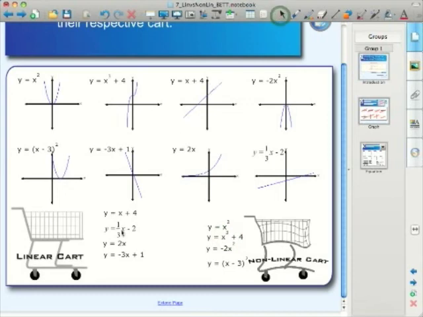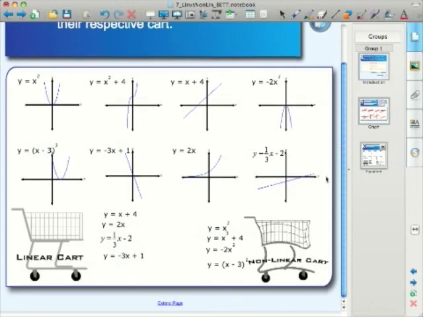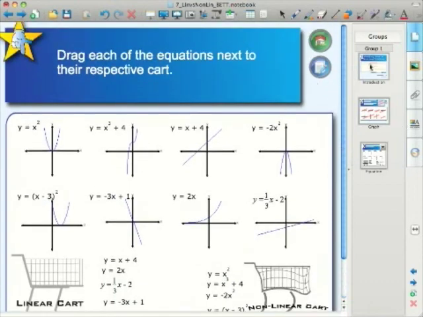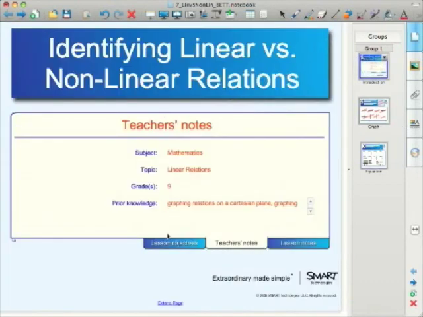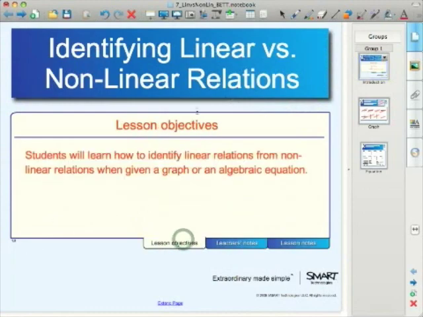And one final thing you can do is actually overlay them, right, to show that the exponents are the same, whereas these ones are different. So those are some quick ways of using Notebook 10 to help students identify the difference between linear and nonlinear relations.